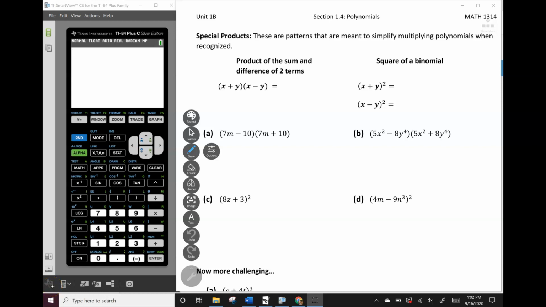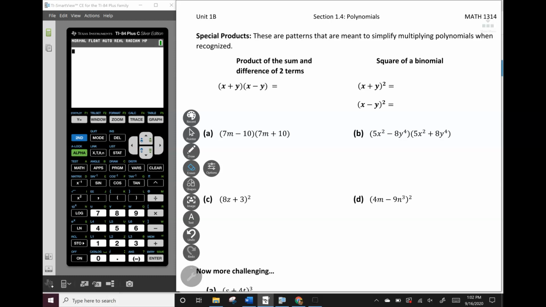This is the video over the 1.4 notes over polynomials. This is the last page of the notes. So now we're going to look at special products of polynomials. Essentially they are patterns that occur when you multiply certain types of binomials. Binomials meaning there are just two terms in the polynomial.